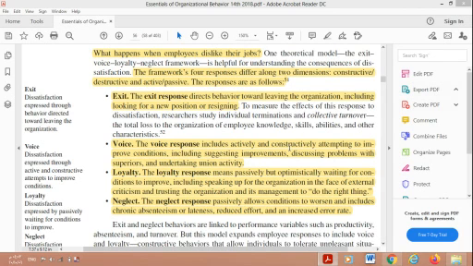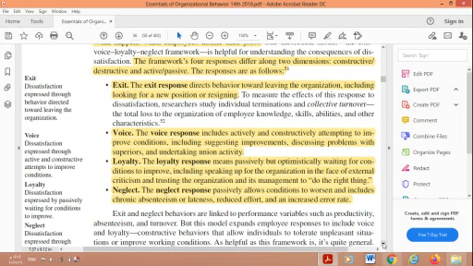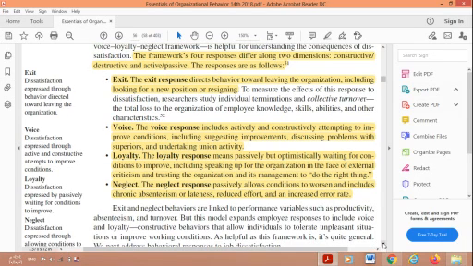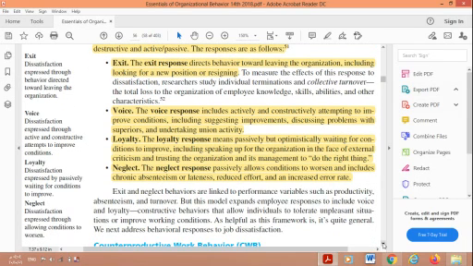The last response is the neglect response. Those employees do nothing about the situation and leave it to worsen. Neglect response passively allows conditions to worsen, and it includes a lot of absenteeism and lateness from meetings, reduced effort, and a lot of errors within the organization. Those are the main four responses for employees who dislike their job, the impact of job dissatisfaction.